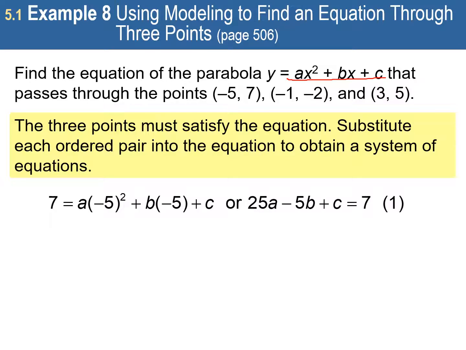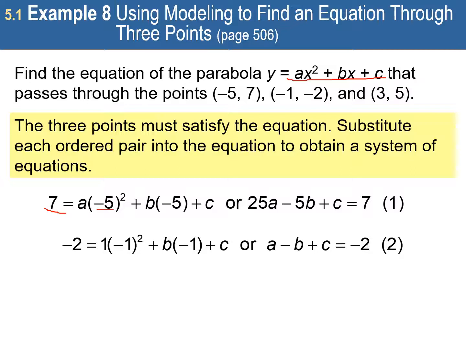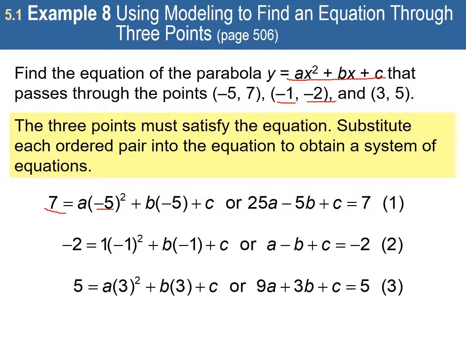So when I put in (negative 5, 7), I get 25a minus 5b plus c is equal to 7. Because everywhere I have an x, I'm going to put in negative 5, and the y value is 7. Now I'm going to substitute in (negative 1, negative 2), and I get a minus b plus c is negative 2. And finally, you substitute in (3, 5) to get 9a plus 3b plus c is equal to 5.